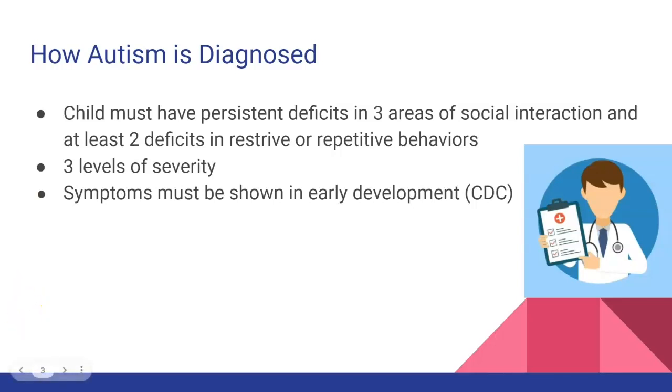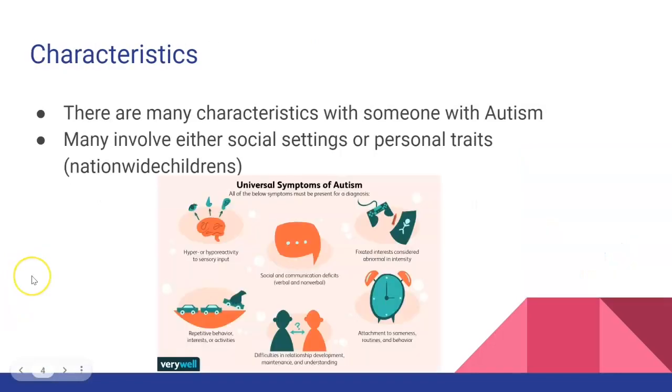There are 3 levels of severity when it comes to diagnosing autism. Level 3 is the most intense and it requires very substantial support. Level 2 requires substantial support, and level 1 requires some sort of support, which level 1 is mainly people with Asperger's and are very high functioning people with autism.